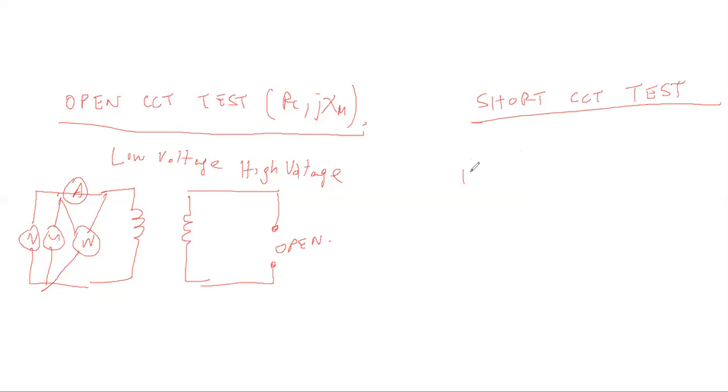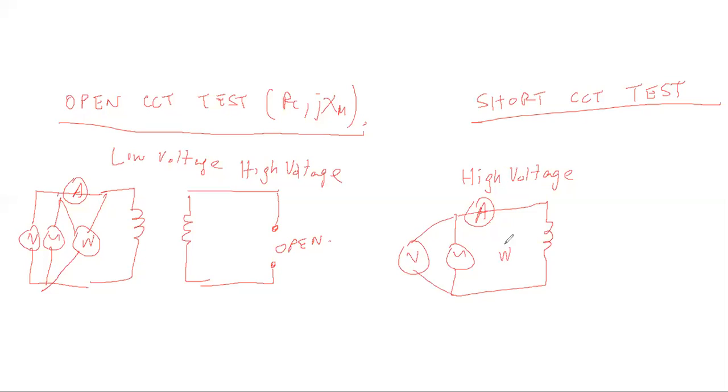we this time pick the high voltage side. We apply less than the rated voltage to the high voltage side. We use a voltmeter to measure the voltage and ammeter to measure the current, and we use a wattmeter to measure the energy supplied. And on the low voltage side, we basically short circuit it.